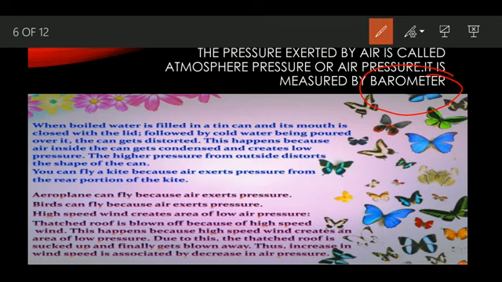just tell me, what is the reason behind that? This happens because of pressure. The high pressure from outside distorts the shape of the can.